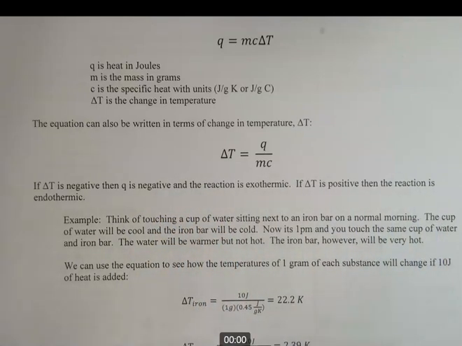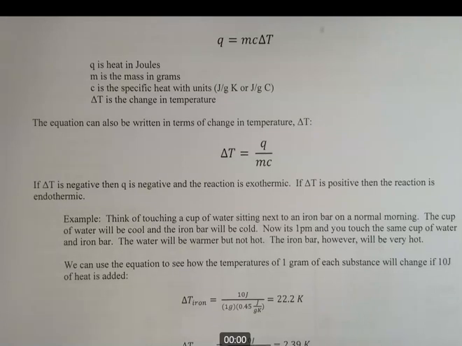So think of touching a cup of water sitting next to an iron bar on a normal morning. The cup of water will be cool and the iron bar will be really cold. Now it's 1 p.m. and you touch the same cup of water and the iron bar. The water will be warmer, but it's still not hot. It's just a little bit warmer than it was in the morning. The iron bar, however, will be very hot. So the water changed its temperature a little bit, but the iron bar changed its temperature quite a bit. It went from very, very cold to very, very hot.